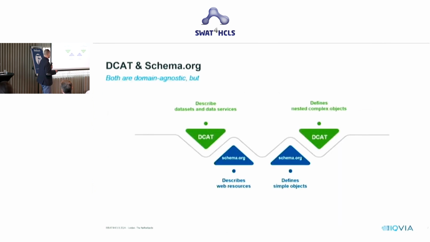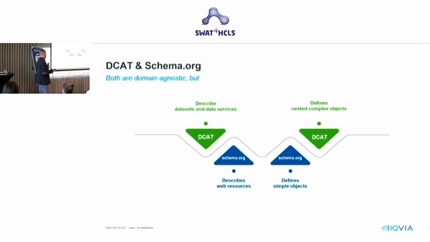So we see that both of them have similarities. Basically, they are domain agnostic. But at the same time, they present some differences on the technical design of the vocabulary, but also on the use cases. DCAT, for instance, is used to describe data assets, data sets, and data services, while schema.org is used to describe web resources like people, events, web pages, books. On the technical design side, we see that DCAT was envisioned to define complex objects. So for instance, a data catalog could comprise other data catalogs.